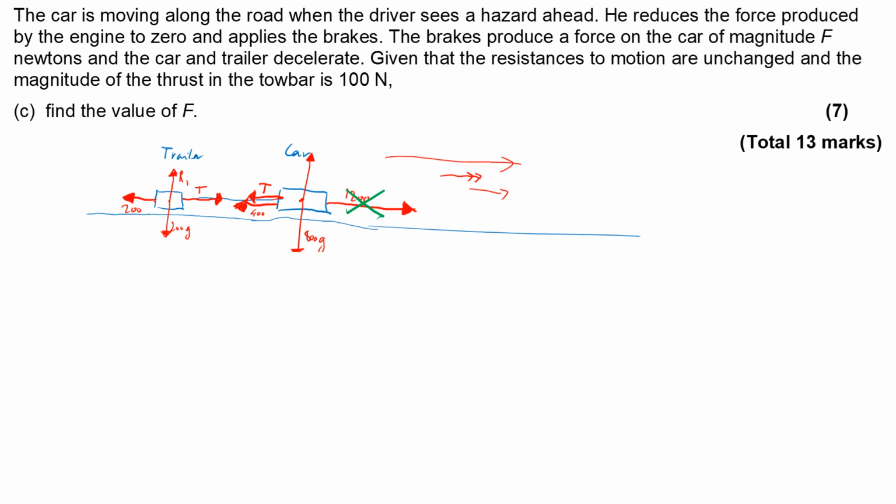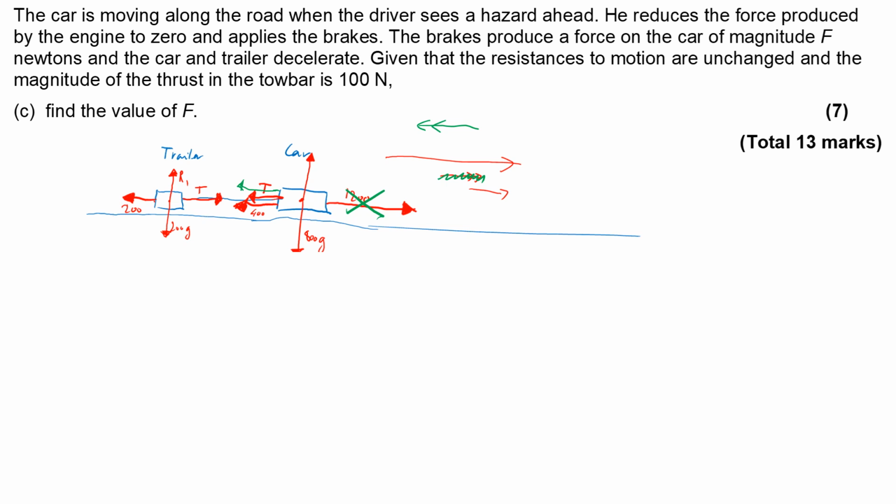So the brakes produce a force on the car of magnitude F, and the car decelerates. So we no longer have an acceleration going forward. The acceleration now is going backward. The car is decelerating, and there is a braking force. Sorry, there's a braking force going to the left. So what does it mean in terms of all of the forces if we go around?